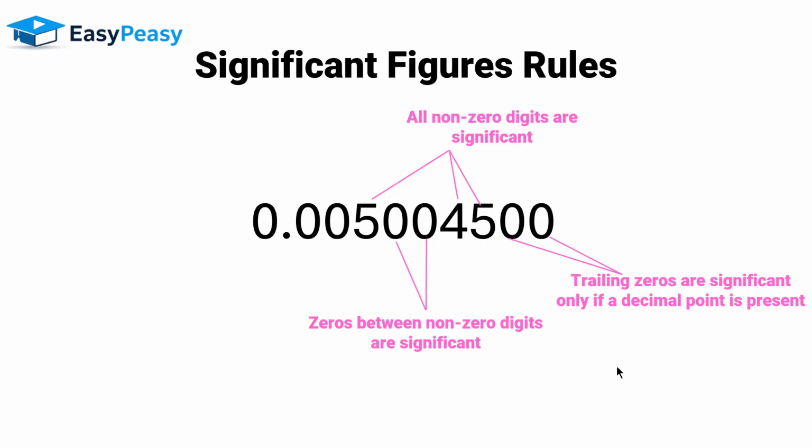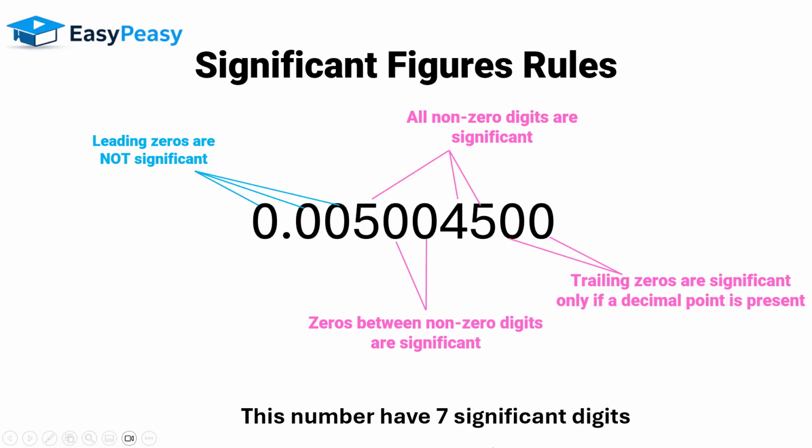The next rule says that the leading zeros, that is this one and this one, we will not consider as significant figures. So according to all these rules, how many significant figures are present in this number? Yep, that's right. 1, 2, 3, 4, 5, 6, 7. In total, we have 7 significant digits in this number.